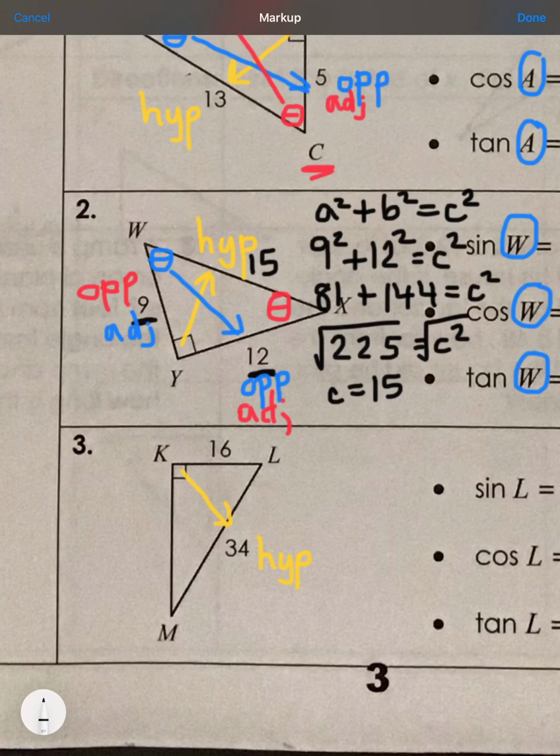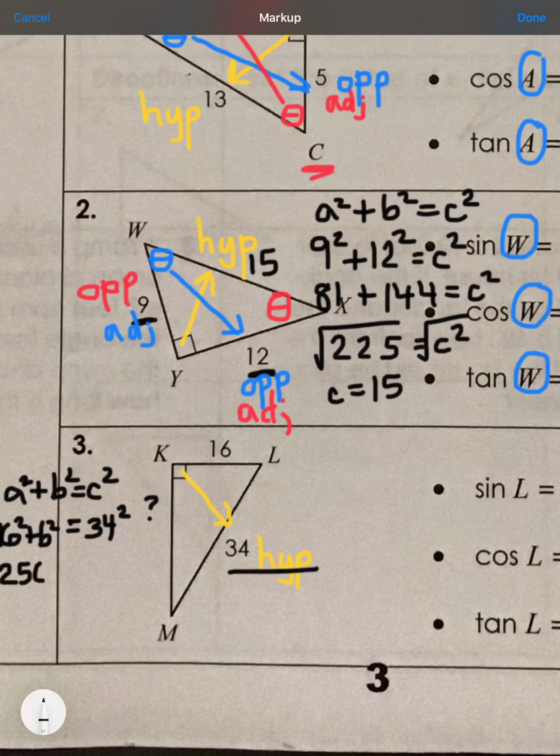All right, so I hope you guys got those right. We're going to look at number 3 now. Number 3, again, I'm only given two sides, so I need to use the Pythagorean theorem to figure out this missing side right there. So we have A squared plus B squared equals C squared. And C squared has to be the hypotenuse, so it has to be 34.